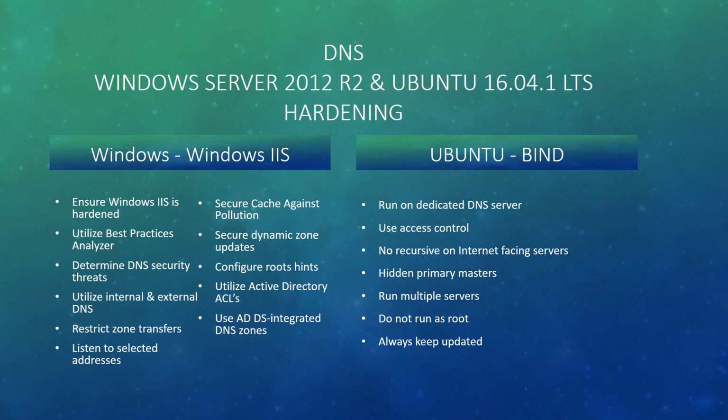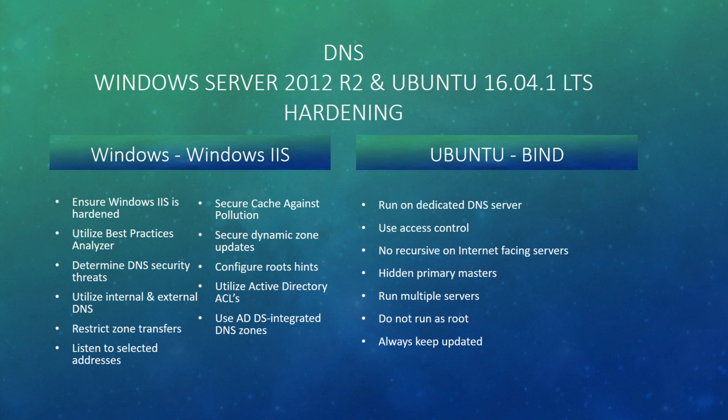Active Directory access control lists should be utilized to secure the DNS server by controlling who has access to the DNS server service. You want to also use Active Directory DS integrated DNS zones, so that these zones can utilize the security features that are offered by the Active Directory. This can be accomplished by modifying the DNS zone file.